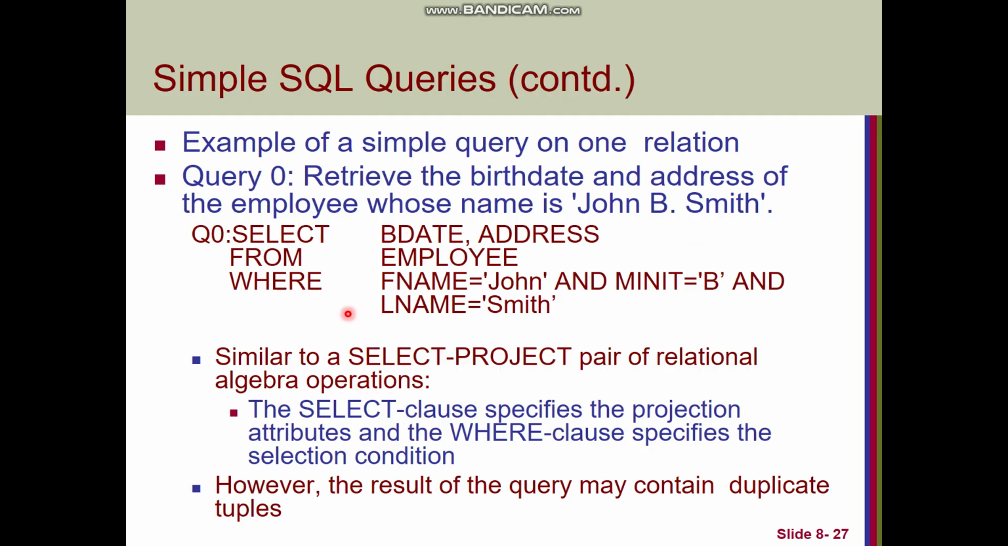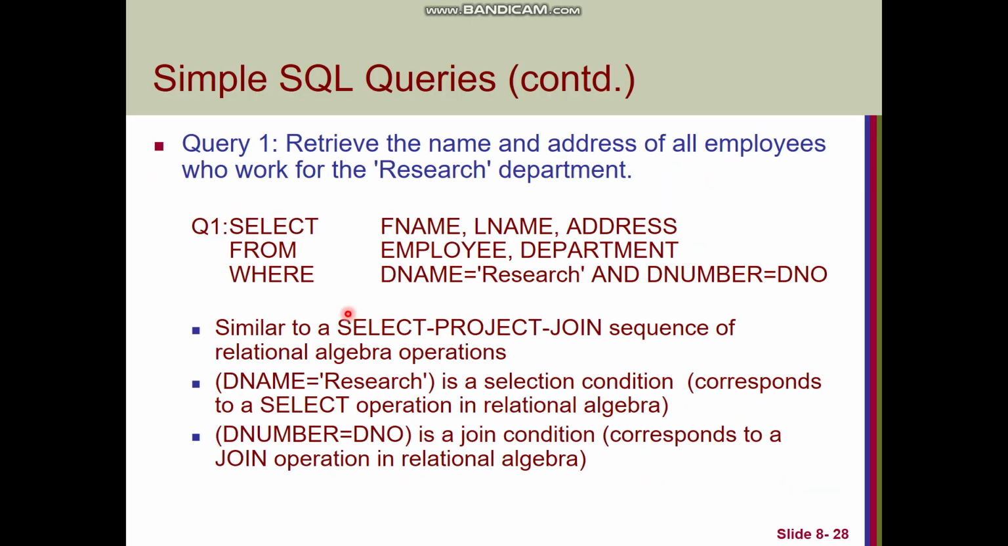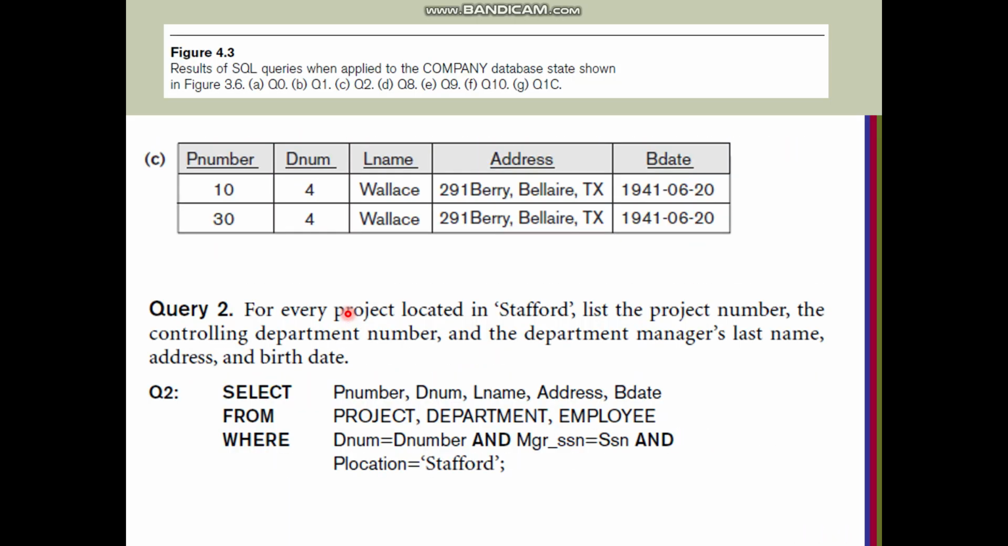So we give the solution to these queries. For example, for every project located in Stafford, list the project number, the controlling department number, and the department manager's last name, address, and birth date. First of all, we need a project number. Second, we need the department number. Then we need the manager's last name. Then we need address and birth date.